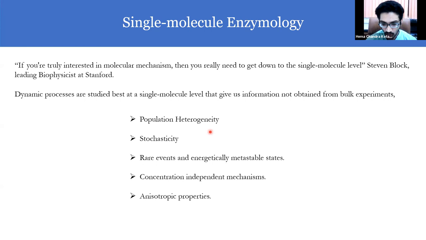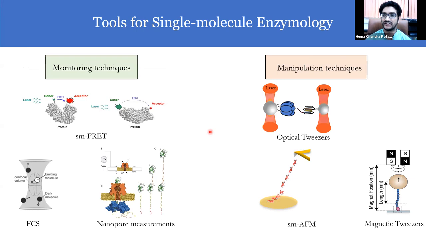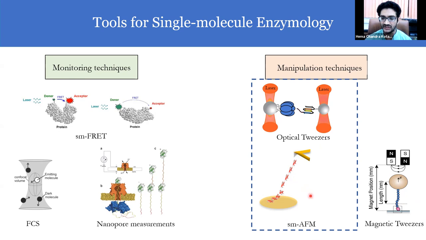For the past decade or so, multiple tools have been developed for single molecule enzymology. Some act as monitoring techniques where you just observe the molecule without perturbing the system, for example fluorescence-based techniques like single molecule FRET or FCS, or conductivity-based measurements like nanopore measurements. Or you can have manipulative techniques where you can apply forces on the molecules, measure the forces, or measure minute distances, for example optical tweezers, single molecule AFM, and magnetic tweezers. My lab is mostly interested in optical tweezers and to some extent single molecule AFM to understand the biological processes I mentioned before.